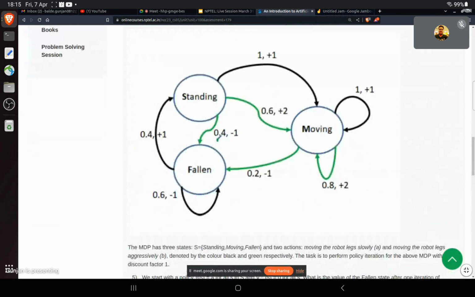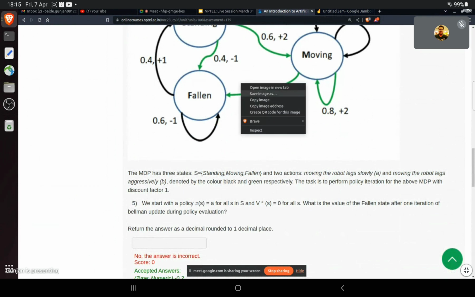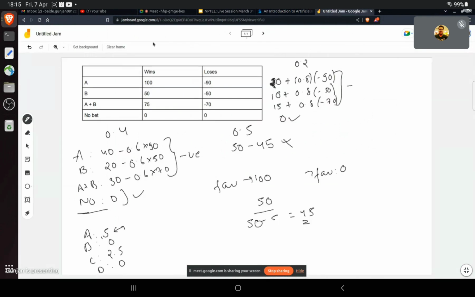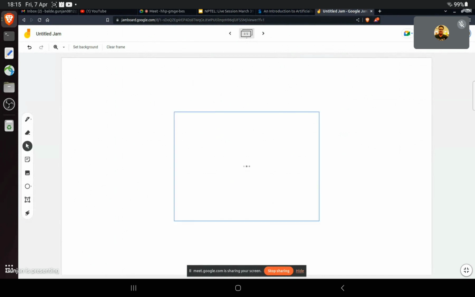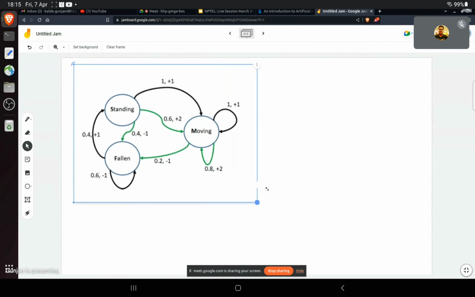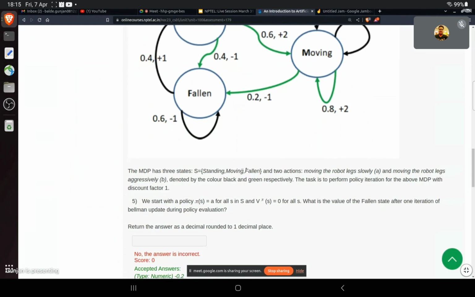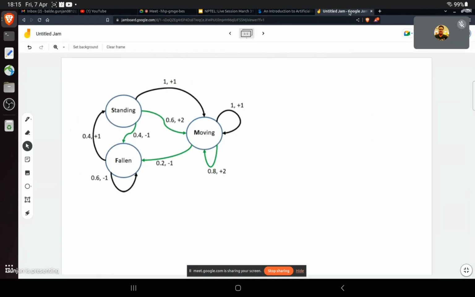So 5 to 7. This kind of problem we already discussed as an example last time, but I will just solve this one. So this is the MDP that you have, and you are given that pi of s equals a for all s, and v of s equals 0. That is the initial policy that you have.